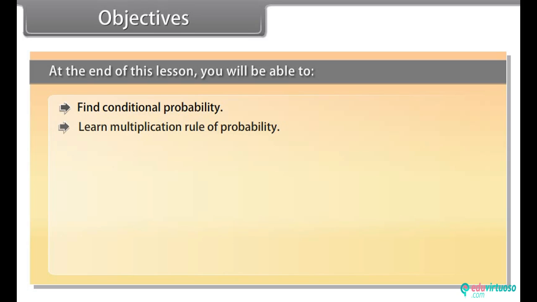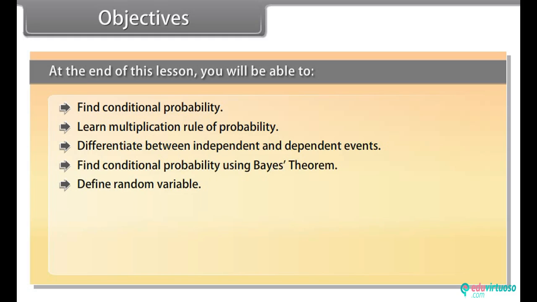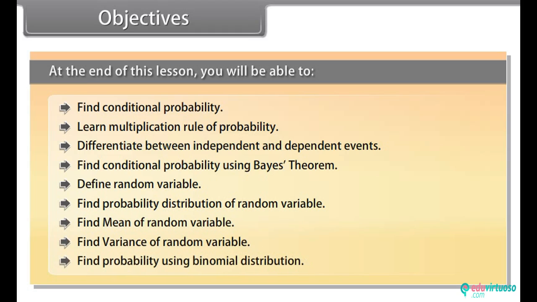At the end of this lesson, you will be able to find conditional probability, learn multiplication rule of probability, differentiate between independent and dependent events, find conditional probability using Bayes' theorem, define random variable, find probability distribution of random variable, find mean of random variable, find variance of random variable, find probability using binomial distribution.